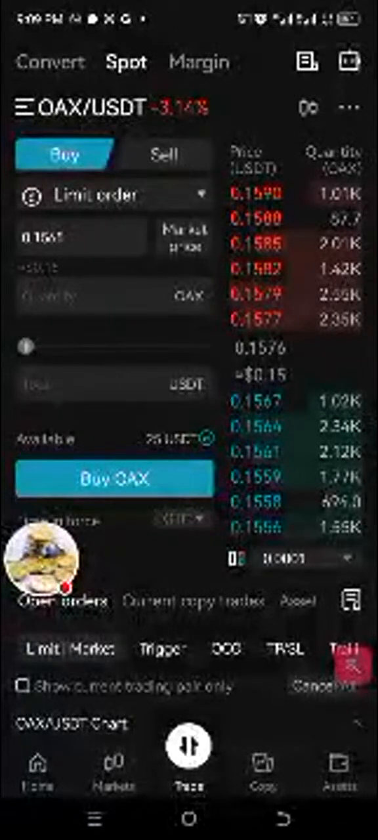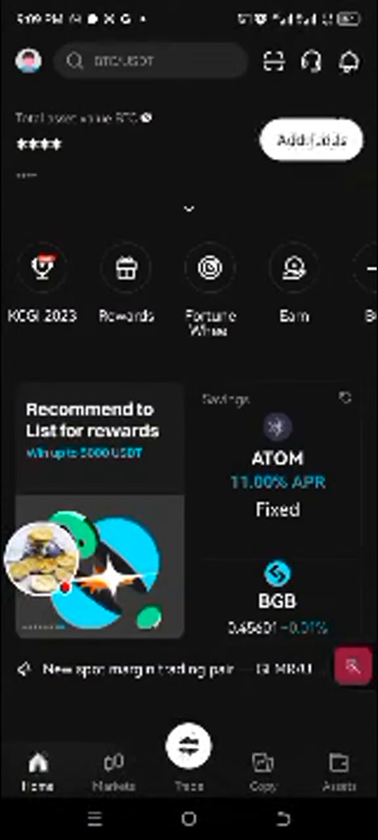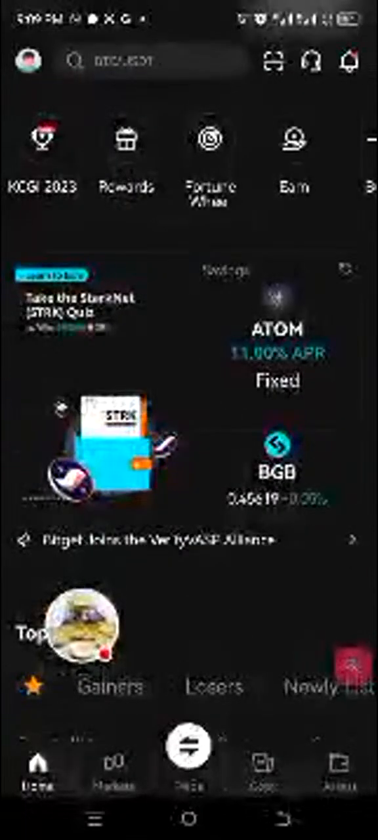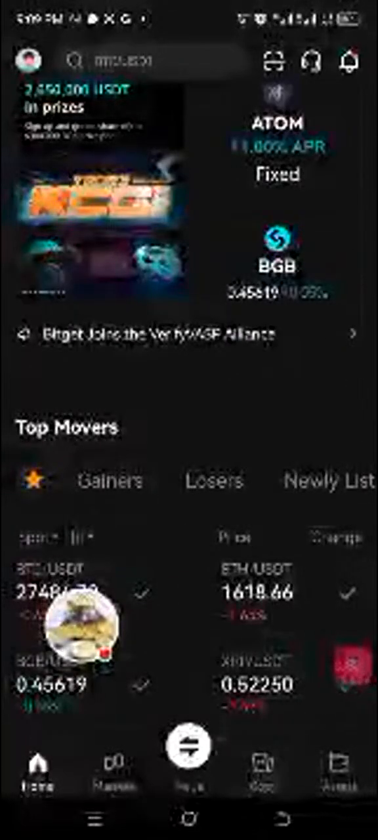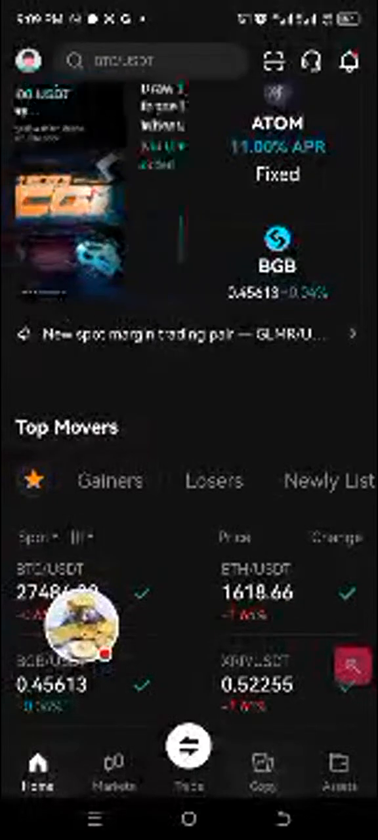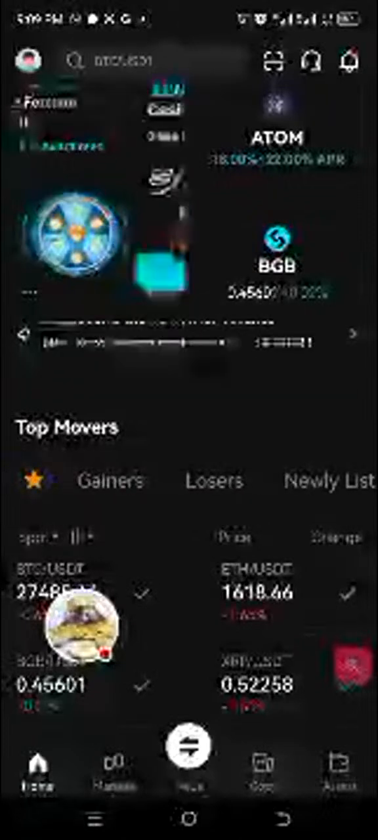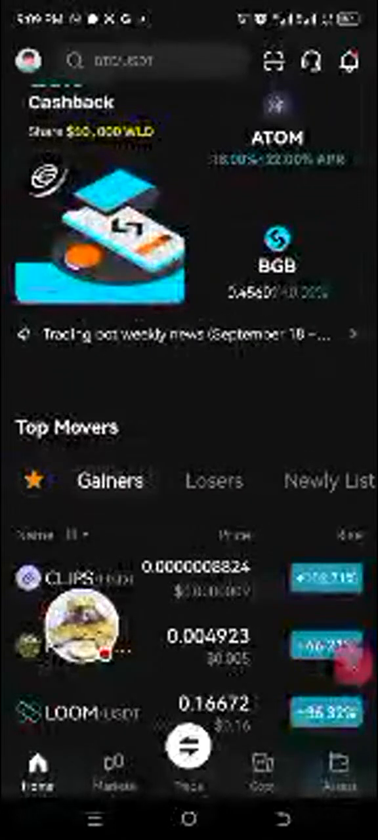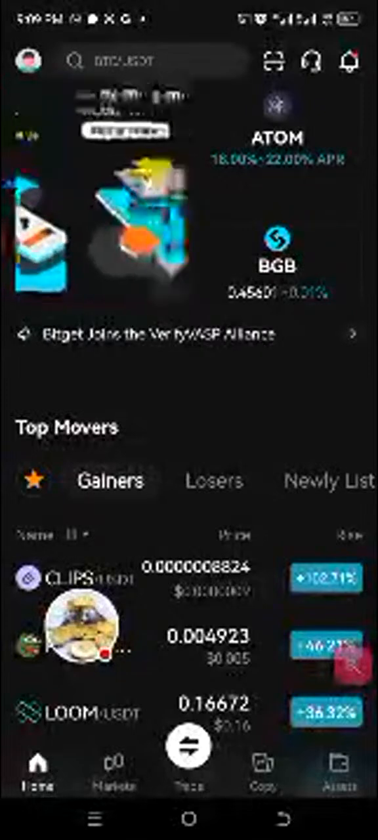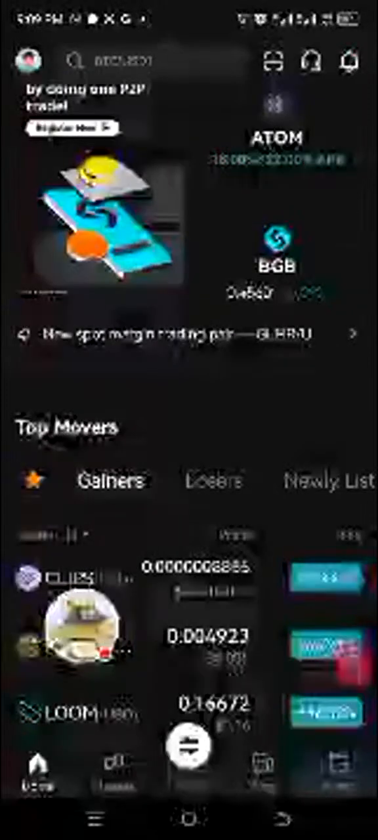Okay, so we're on BitGet right now. I just want to show you that most of these platforms already have the same things across the board. When you're on the homepage on BitGet, all you have to do is scroll all the way down, and then you'll see gainers, losers, newly listed, volume and all those good stuff. So obviously just go to gainers, right? That's where we are. Let's go to gainers and check these out one after the other.